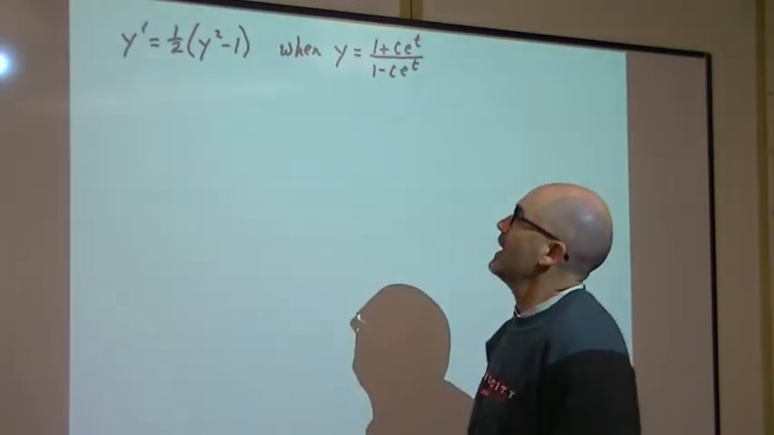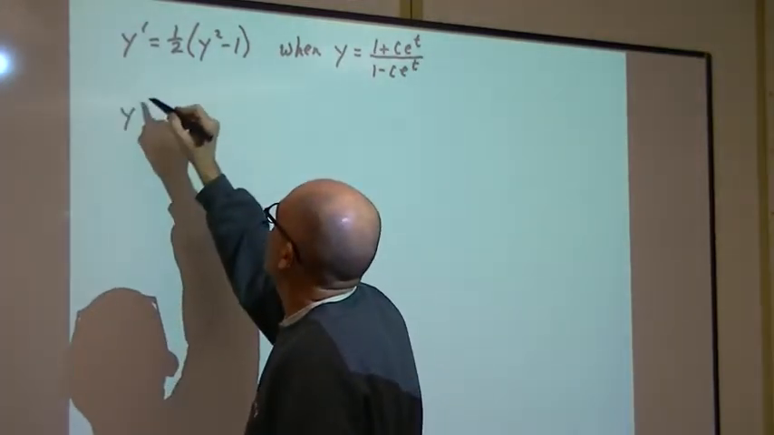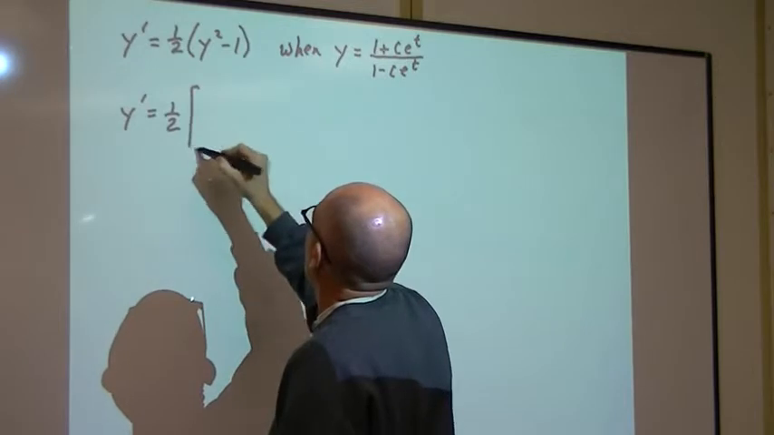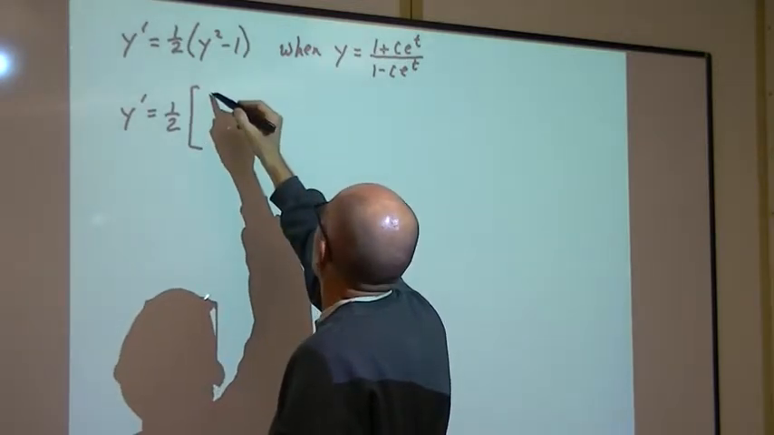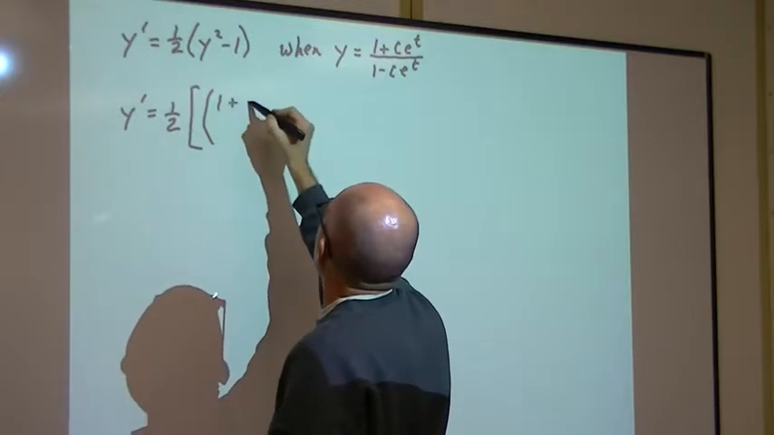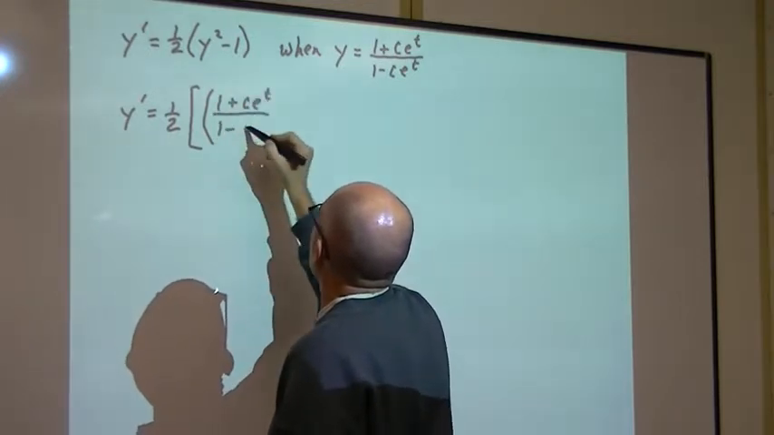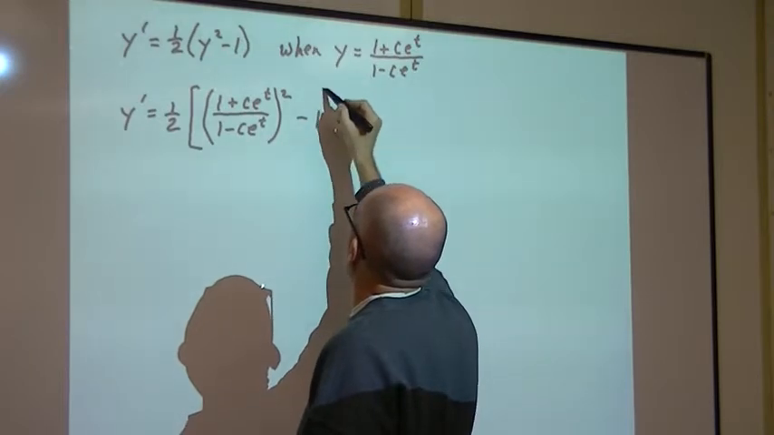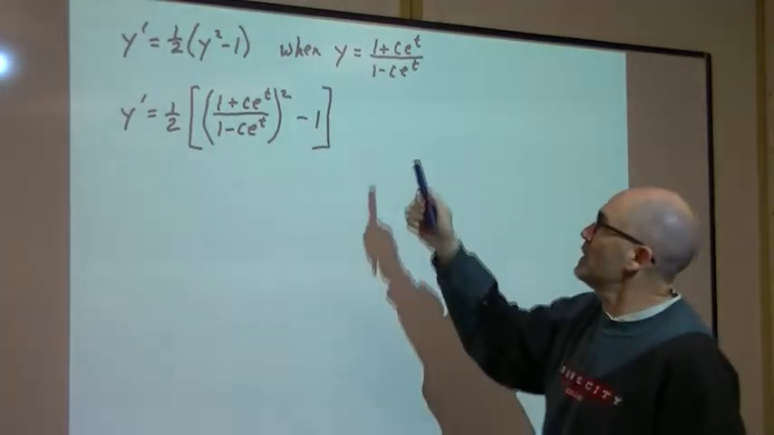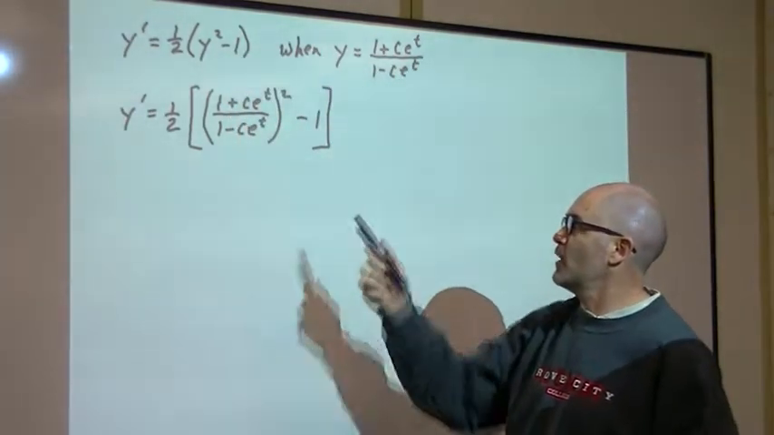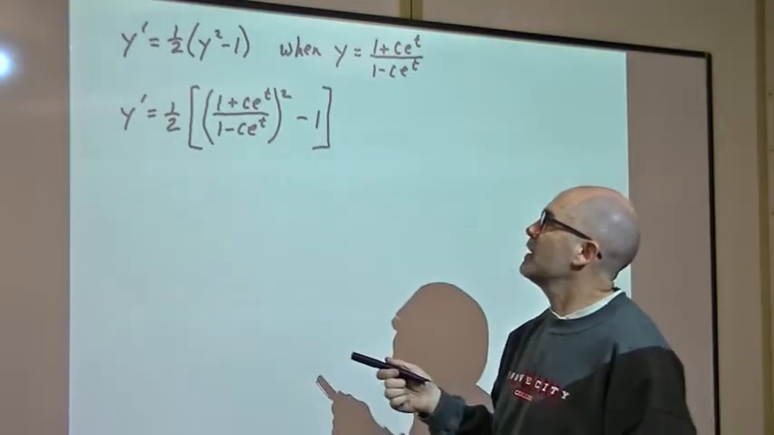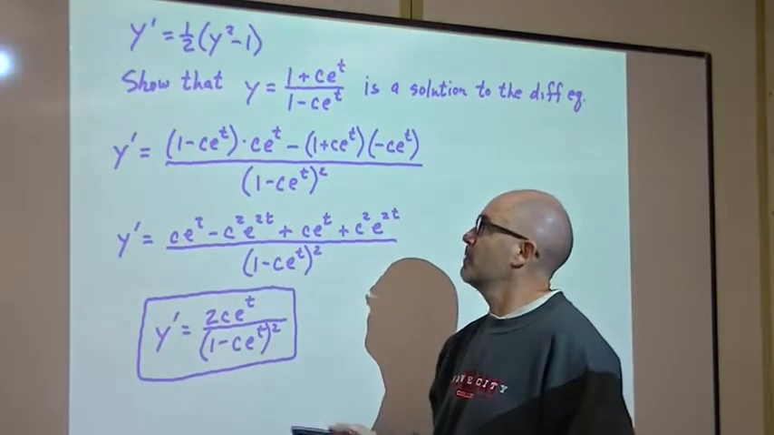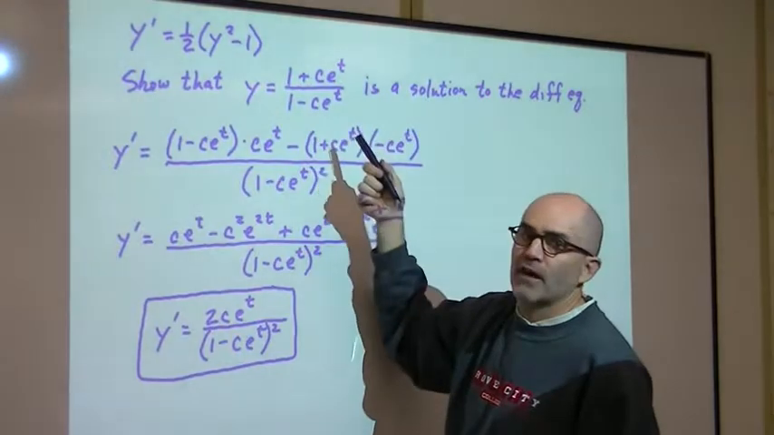Well, so let's plug the y in here, and we have y prime equals 1/2 times my y squared. So it's 1 plus ce to the t over 1 minus ce to the t squared minus 1. Okay, see, all I did was I substituted the y into the differential equation. Now, our goal is to show that the y prime in black here is going to equal the y prime in blue that we got from taking the derivative of y.